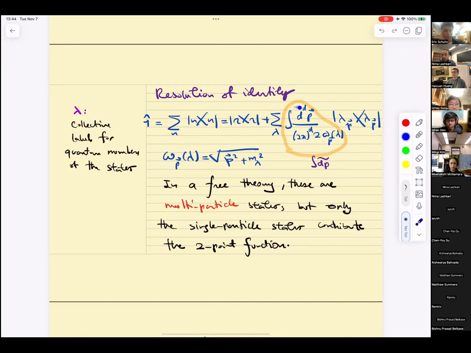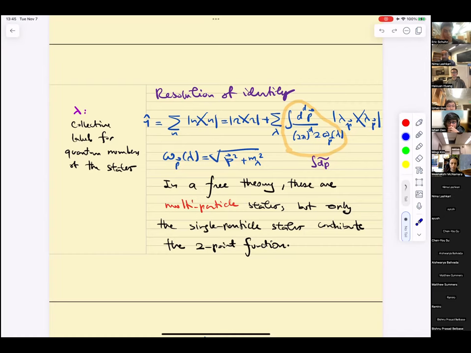This is the Lorentz invariant measure we've talked about. Ket bra of lambda of p, because if you have lambda zero, you could just also boost it and you get new states. And we use this notation for the Lorentz invariant measure. So as I said, lambda is a collective label for quantum numbers of the state.